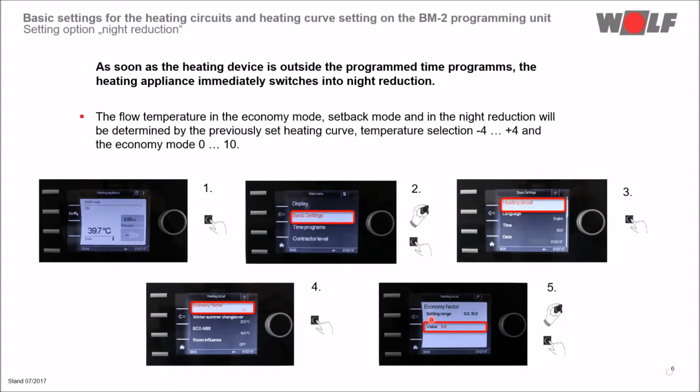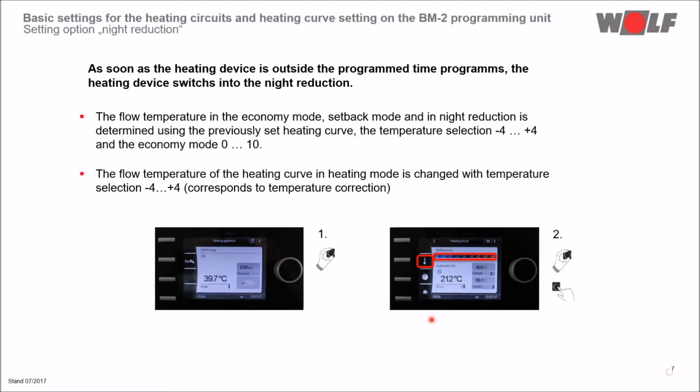The heating curve is either increased or reduced by means of temperature selection from -4 to +4. To change the temperature selection, turn the rotary selector until the heating circuit appears in the upper section. The thermometer symbol appears on the left-hand side. Select this with the relevant Quick Start key. You can now adjust the temperature. Pressing the button again applies the value.